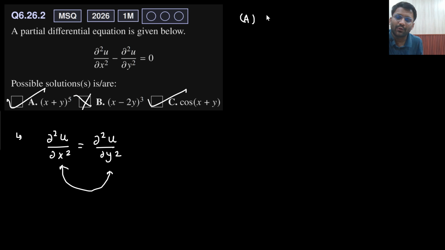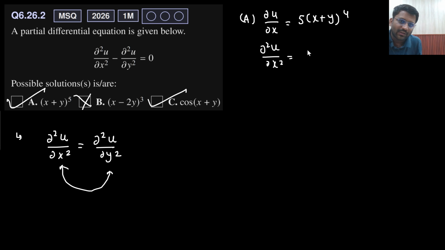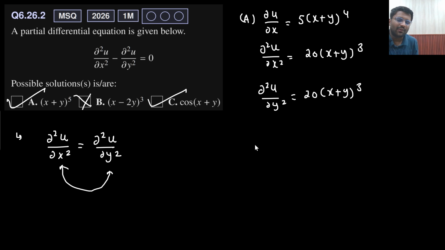Sir, partial differentiation of u with respect to x I need to do. So del u by del x will be 5 times x plus y to the power 4. What will be del square u by del x square? Sir, 20 times x plus y to the power 3. In partial differentiation with respect to x, y will be treated as constant. Similarly, del square u by del y square will also come out to be the same only. Right? Here it will be different.